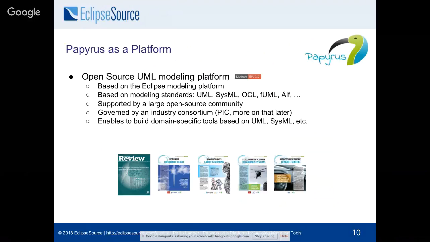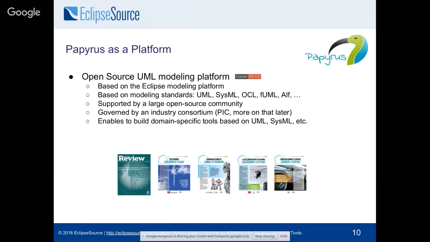Papyrus is supported by a very large open source community, so there are a lot of committers and users out there who are working together to use and extend and enhance Papyrus. And all these efforts are also governed by an industry consortium, the Papyrus Industry Consortium. But I will come back to that at the end of this talk to give you a few links to what this industry consortium does.